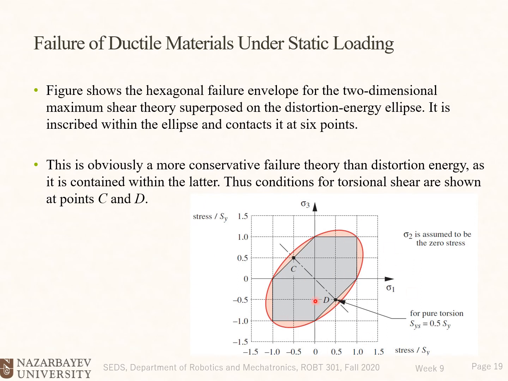Thus, conditions for torsional shear are shown at points C and D. So this is the load line for pure torsion, and you see that in one of them failure is predicted at this point, and in the other, failure is predicted at this point. Why? Because in one of them, Sys is equal to 0.5 Sy, and the other one is equal to 0.577 Sy, slightly bigger.